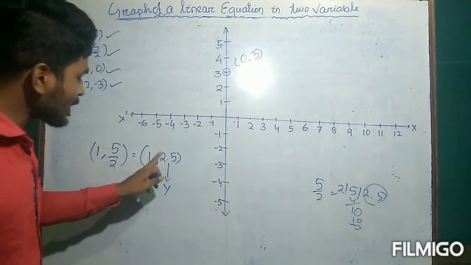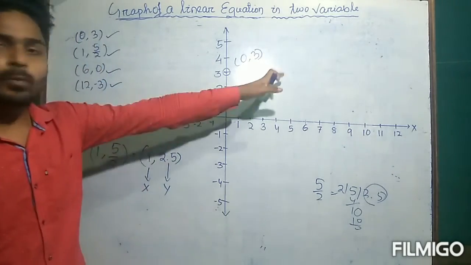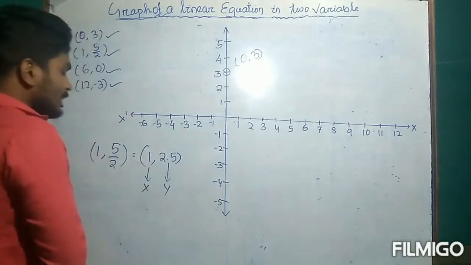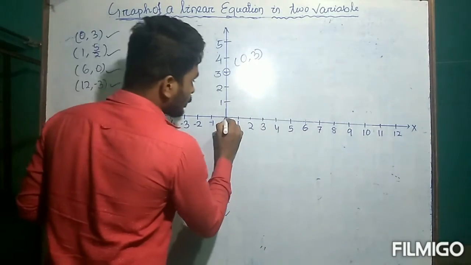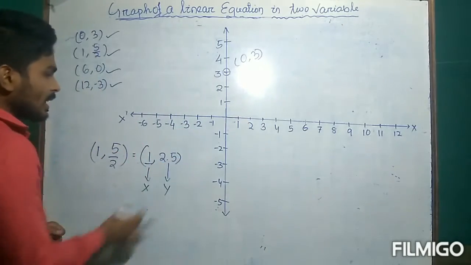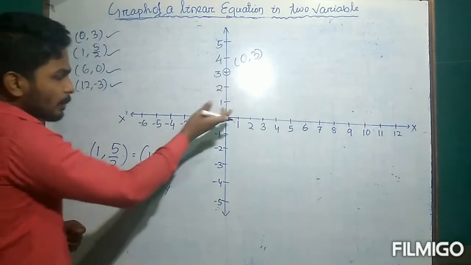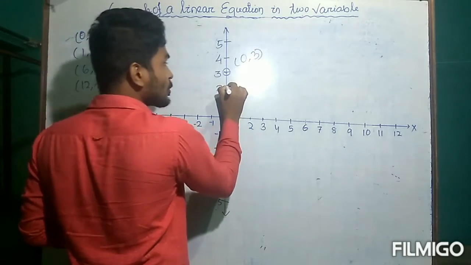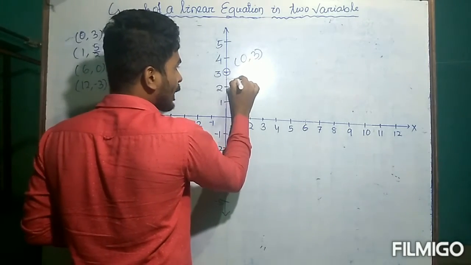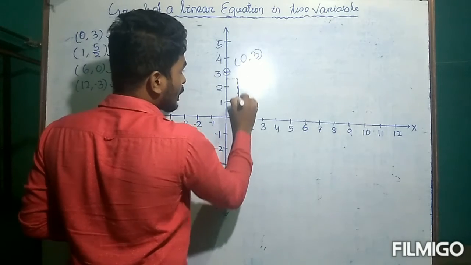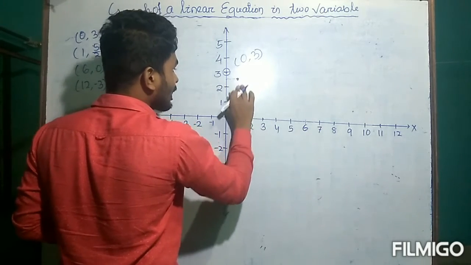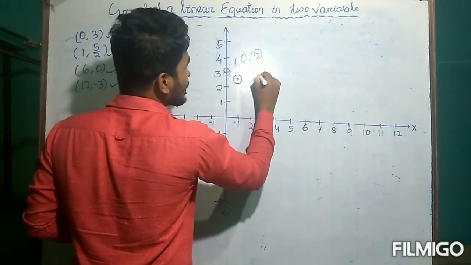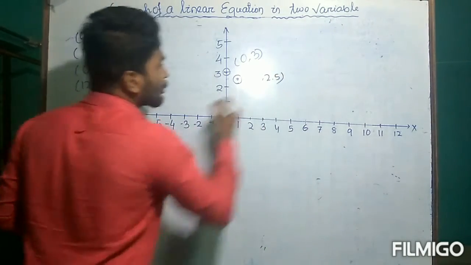Since both have the positive signs, that means this point should lie in quadrant 1. Okay, so let us represent this point. In x coordinate you have to move 1 unit in the positive direction, and for y coordinate you have to move 2.5 units in the positive direction. So let's move 2.5. This is 2, this is 3. Now this point is 2.5. Now this point represents 1, 2.5.